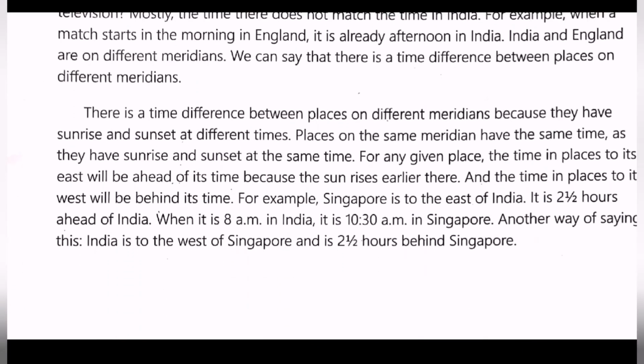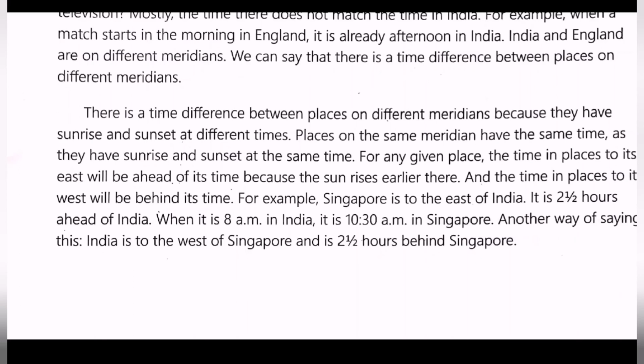Why is there a time difference? Because of the sunrise and sunset. Places on the same meridian have the same time as they have sunrise and sunset at the same time. When we find that places have sunrise and sunset at the same time, they are on the same meridian. But if they differ, then the meridians also differ.